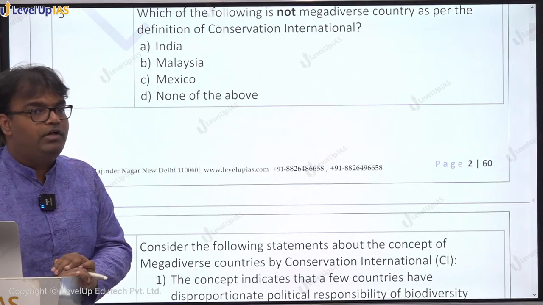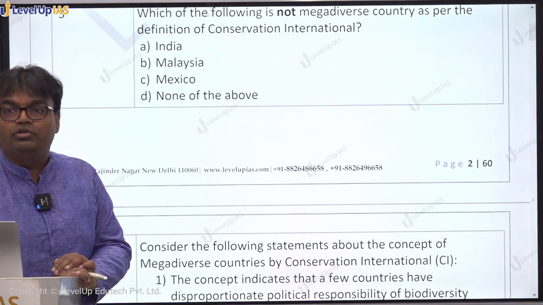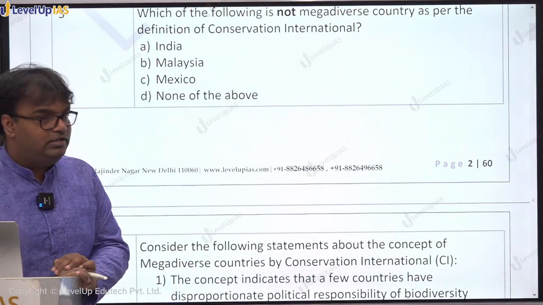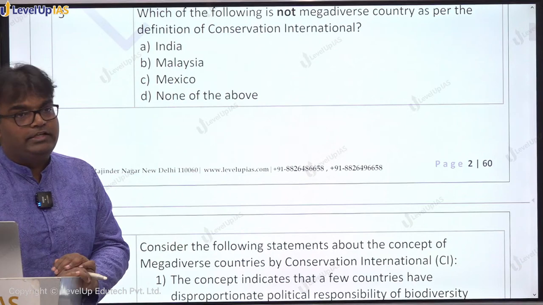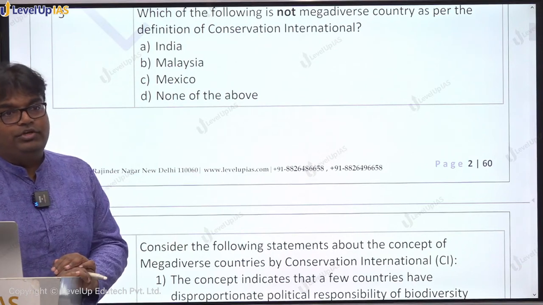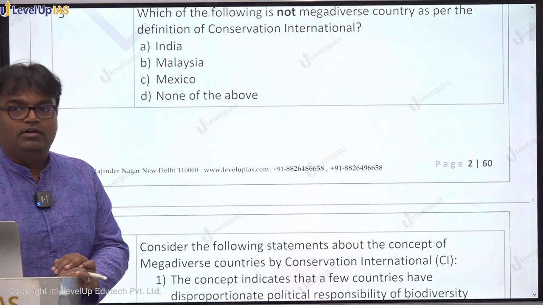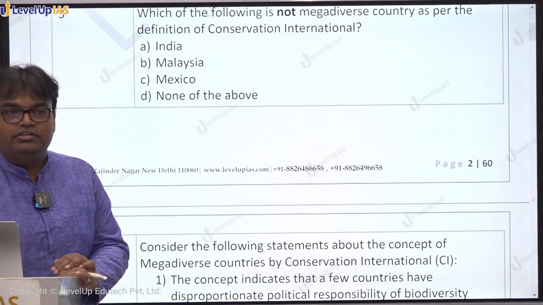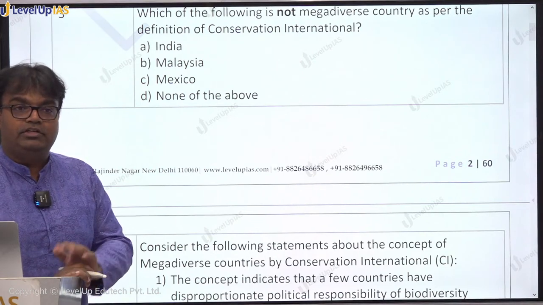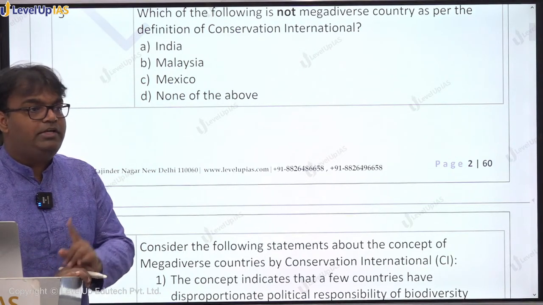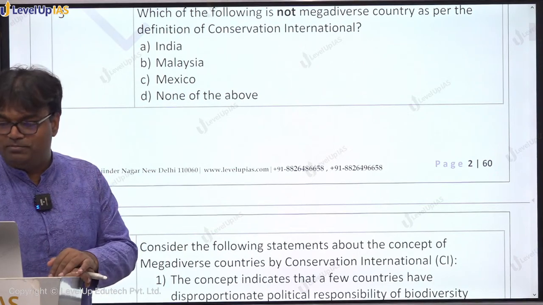If you come to Africa, Democratic Republic of Congo, South Africa, and Madagascar. These were the countries there. Then if you come on this side, India, China, Indonesia, Malaysia, Philippines, Papua New Guinea, and Australia. These were the countries which were mega diverse countries. What was the criteria for a country to be mega diverse country? 5,000 plants as endemic and marine ecosystem.